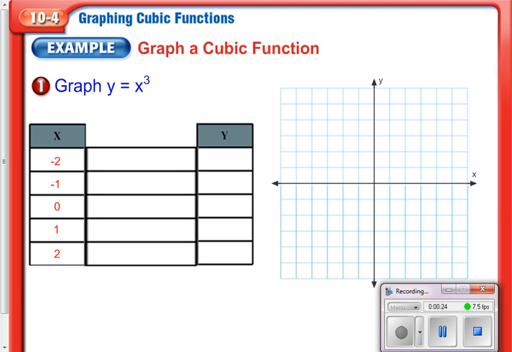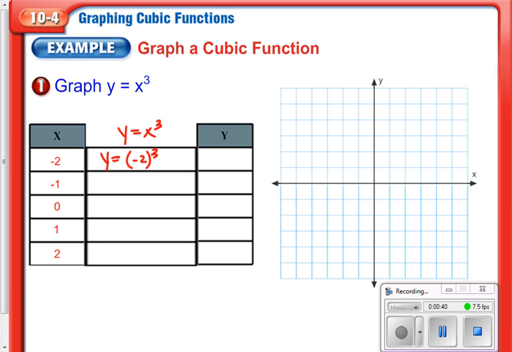Looking at the first example, it says graph y equals x cubed. We know it'll change the graph. We're going to figure out how that changes the graph. So the way to do that is go ahead and make a table of values here. So I have y equals, in for x is -2.